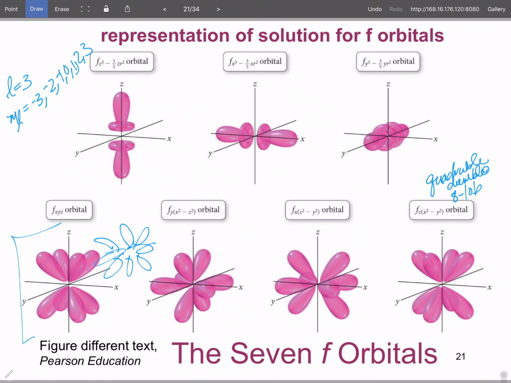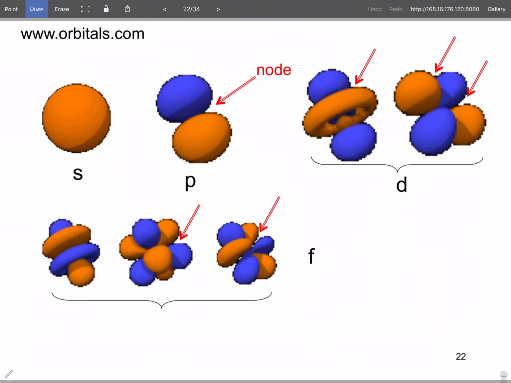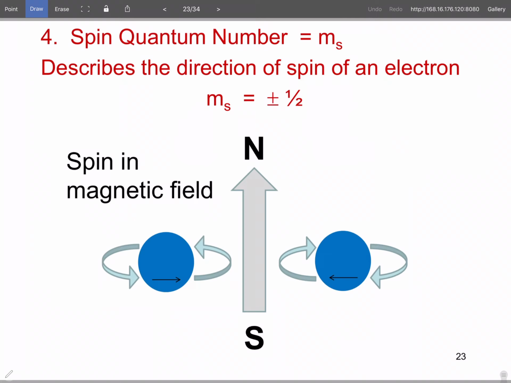You're not responsible for the top ones. You're just responsible for the idea that it's a double dumbbell. Put them all together at this www.orbitals. There's a node here, there's a node here, node in between those two, and in the P, the D, the F orbitals, we have a lot more nodes. Okay, so we have taken care of the energy, the shape. The orientation allowed us to split out the shape. And now we need to do the last one, which is the spin quantum number.